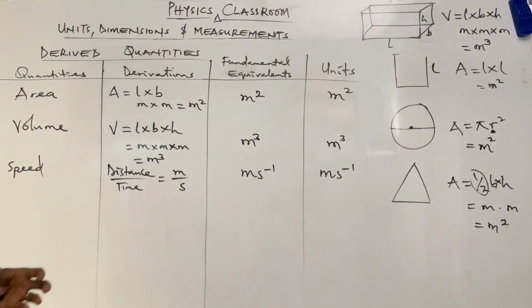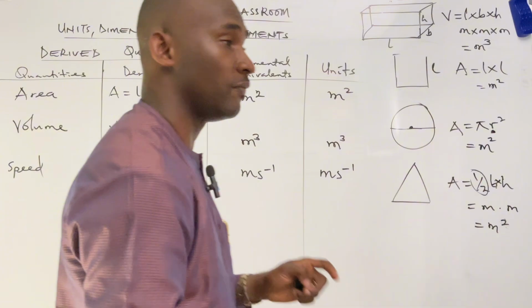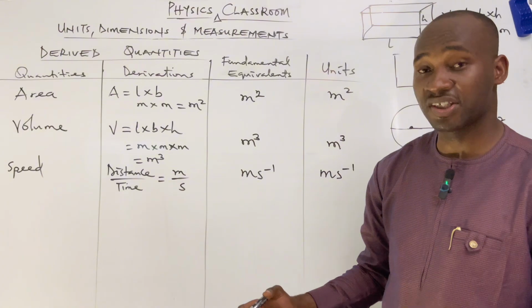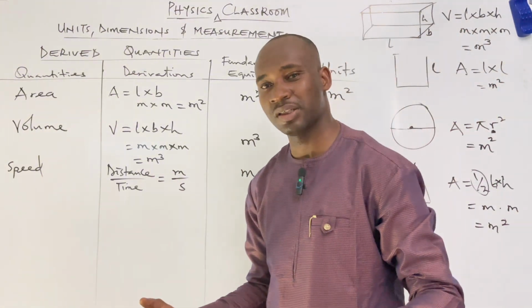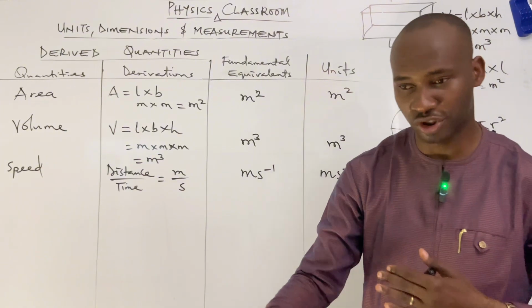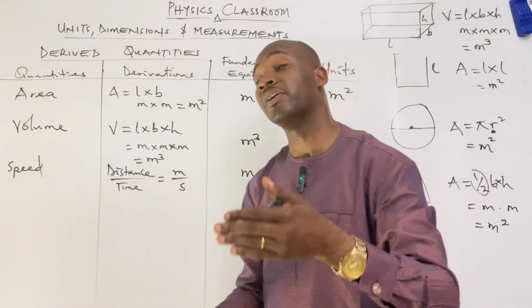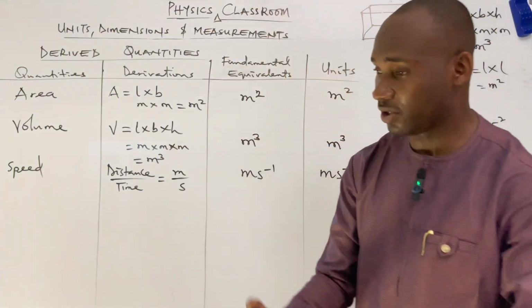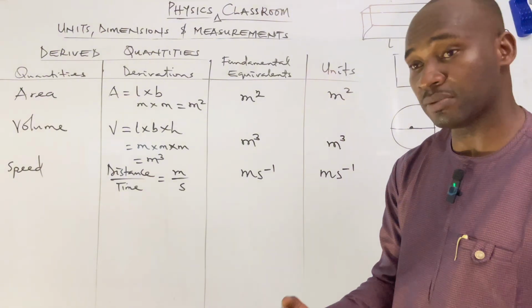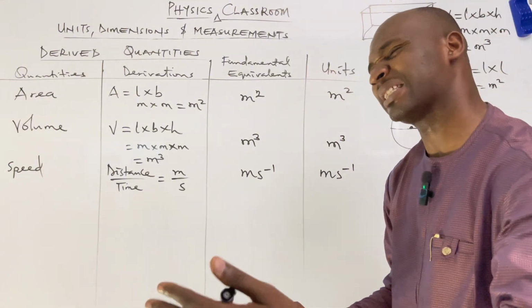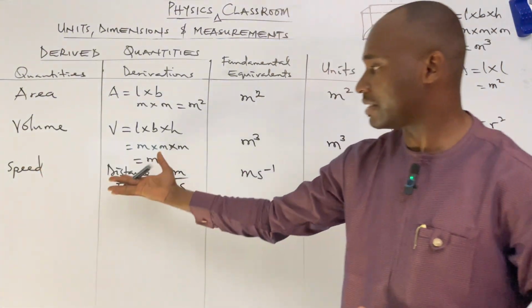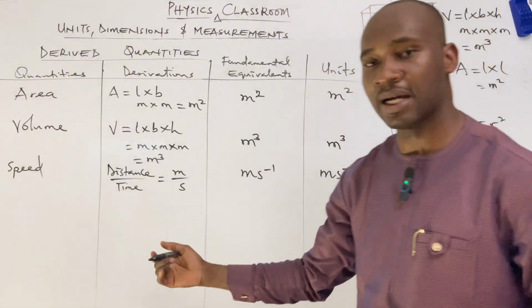The same thing goes with velocity. The only difference between speed and velocity is that speed is a scalar quantity, that is, it has only magnitude but no direction, whereas velocity has both magnitude and direction. Velocity is calculated using the formula displacement over time, whereas speed is calculated using distance over time.